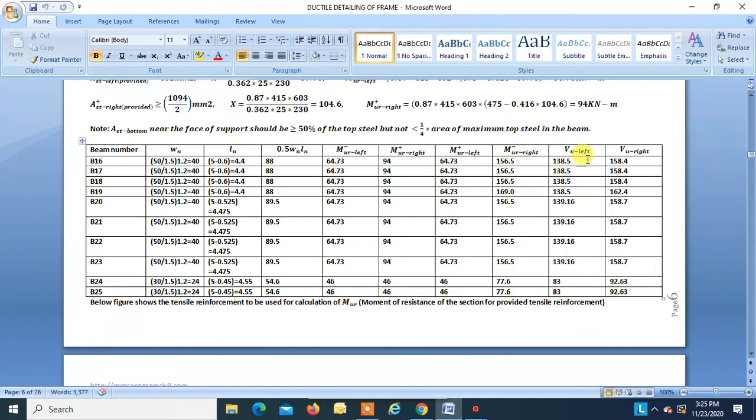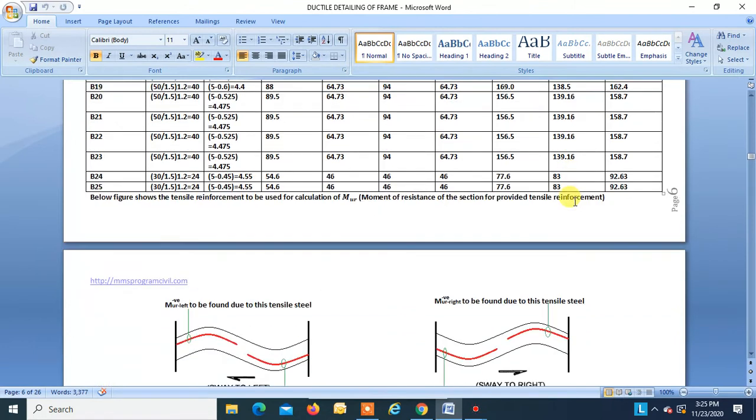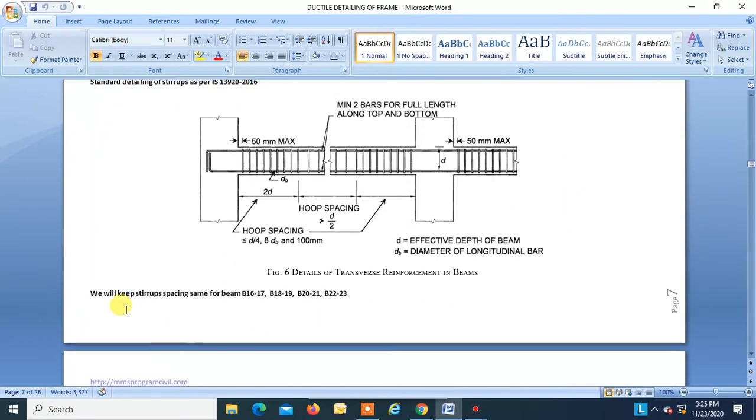This is how you get VU left and VU right. We can see over here that VU left is almost the same for beam 16 to 23, and VU right is also almost the same. There is not much difference. So we will keep the stirrup spacing the same for beam 16 17, beam 18 19, beam 20 21, and beam 22 23.